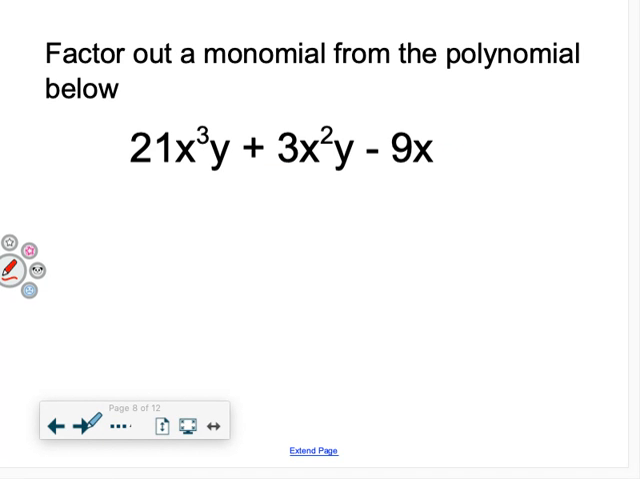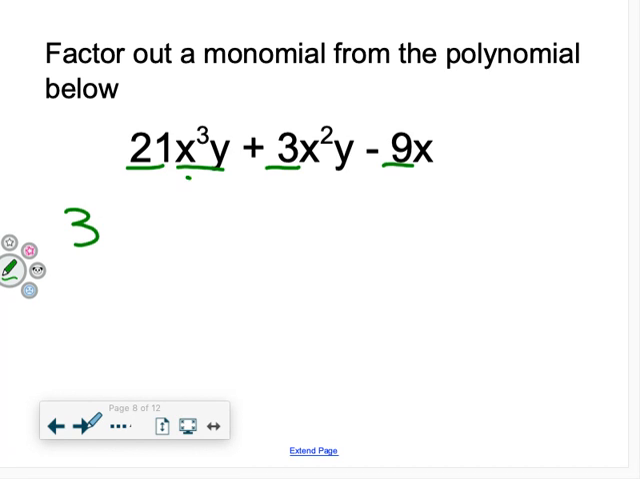Okay, moving forward here. What about something like this? It looks a little more complex. We got x squareds, we got y's, things like that. So what we're going to do first, we're going to look numerically. All of those are divisible by 3. So we know we can take a 3 out.